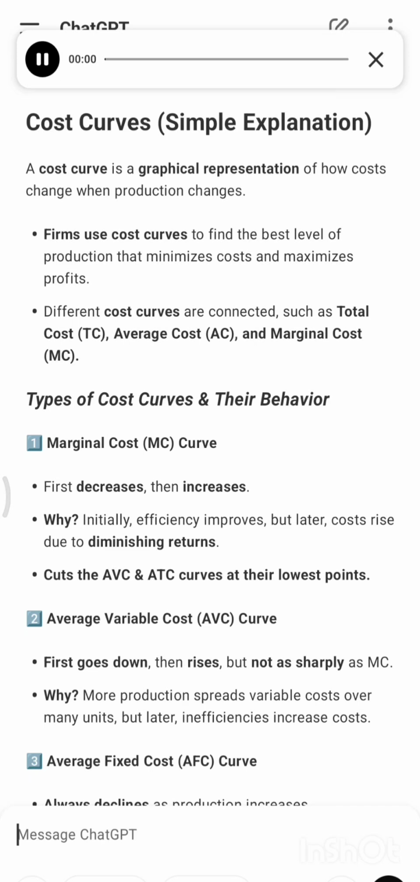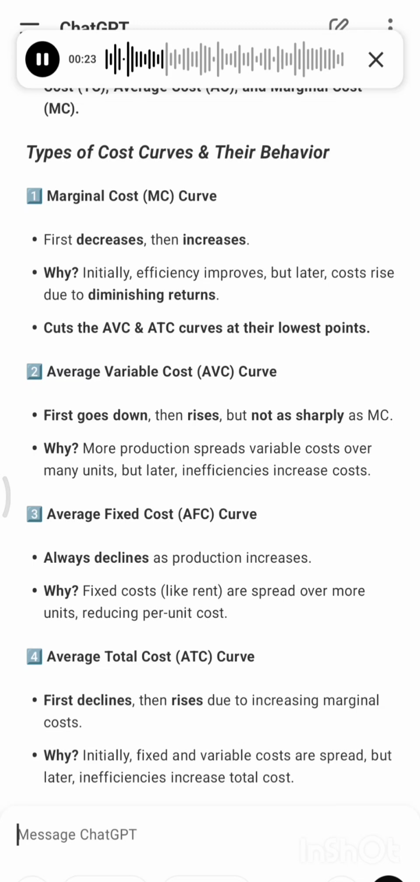Cost curve, simple explanation. A cost curve is a graphical representation of how costs change when production changes. Firms use cost curves to find the best level of production that minimizes costs and maximizes profits. Different cost curves are connected, such as total cost, TC, average cost, AC, and marginal cost, MC. Types of cost curves and their behavior.